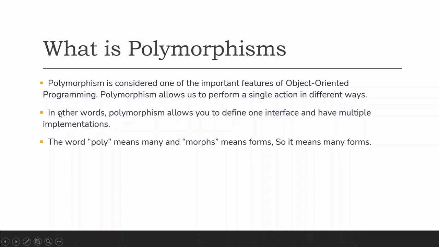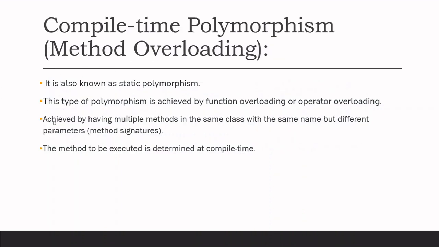So method overloading is also called compile time polymorphism. We have two types of polymorphism. One is compile time, and the second is runtime polymorphism. Compile time polymorphism has another name, which is method overloading. It is also known as static polymorphism.